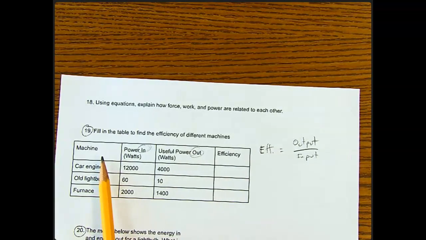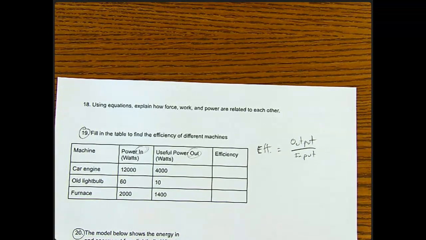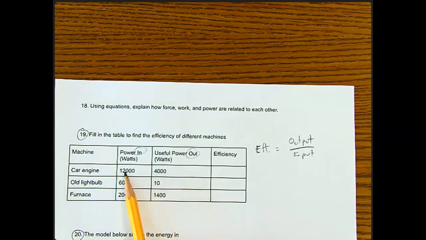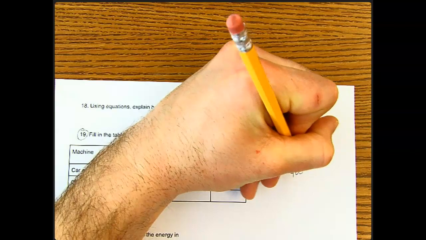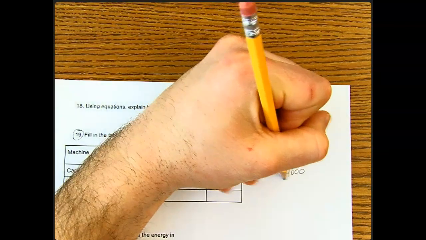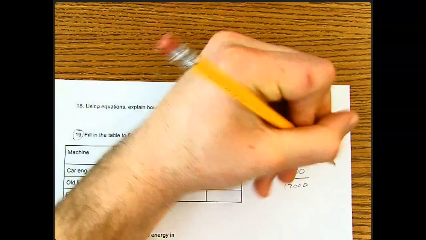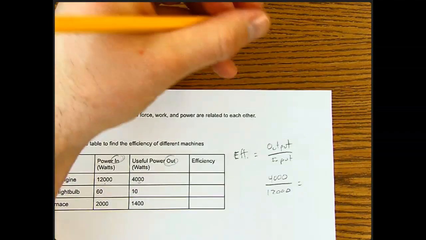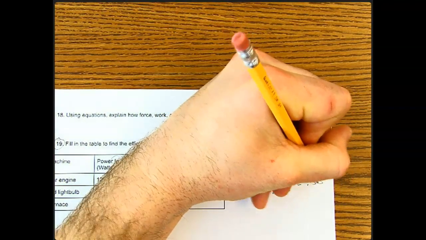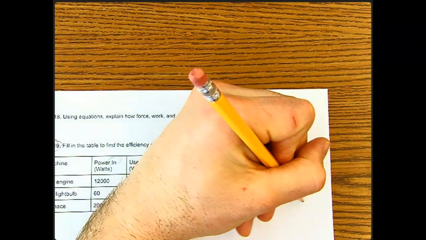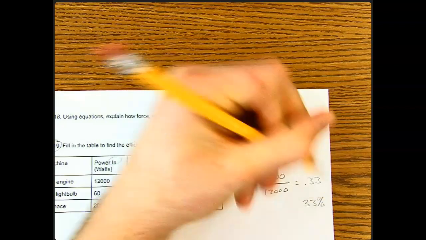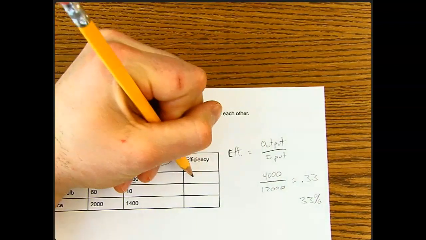So real quick, if I was going to do the car engines aren't actually very efficient. They're usually somewhere around like 25 to 35% efficient. We can calculate the efficiency for this one. We do 4,000 divided by 12,000. Our output is 4,000. Our input was 12,000. So you just divide those two, and that should be 0.33. Now again, efficiency is usually in percentage form, so we would just say 33%. So this efficiency would be 33%.